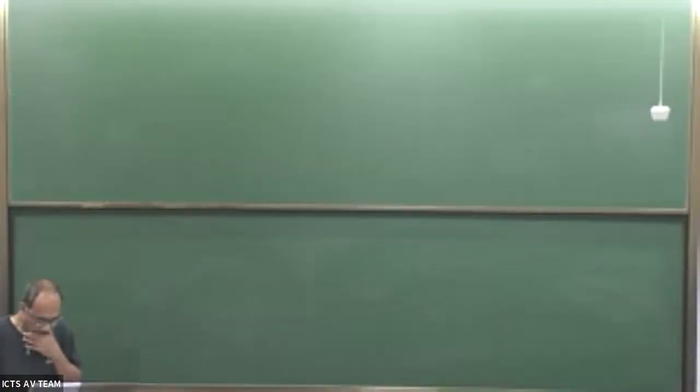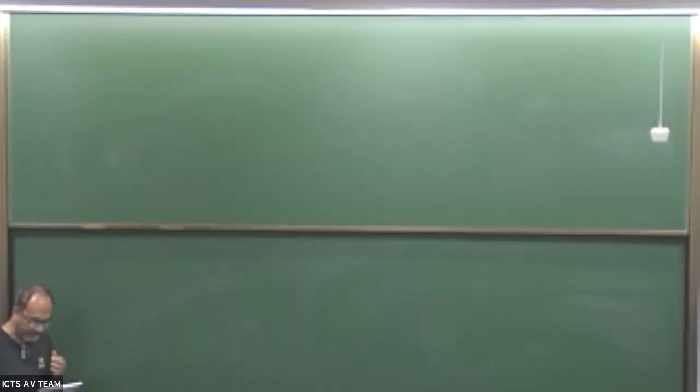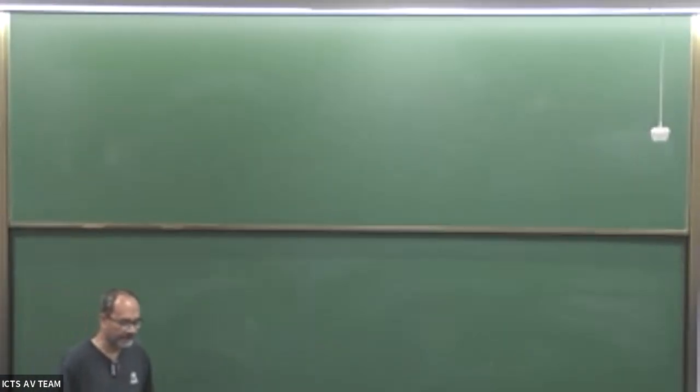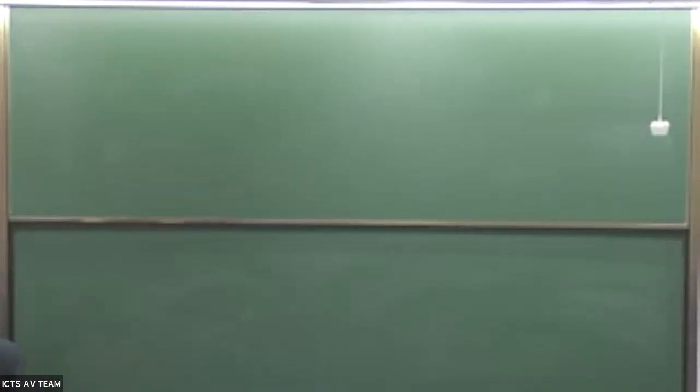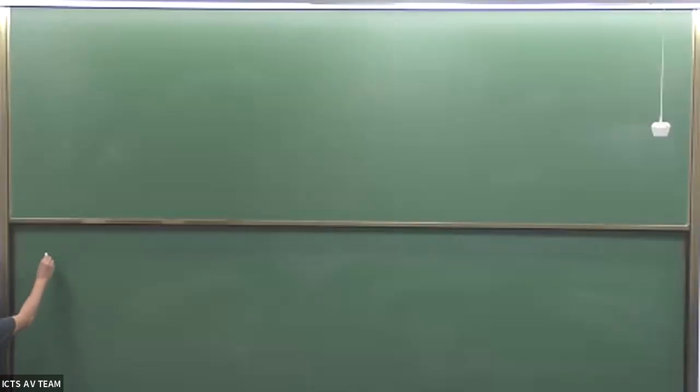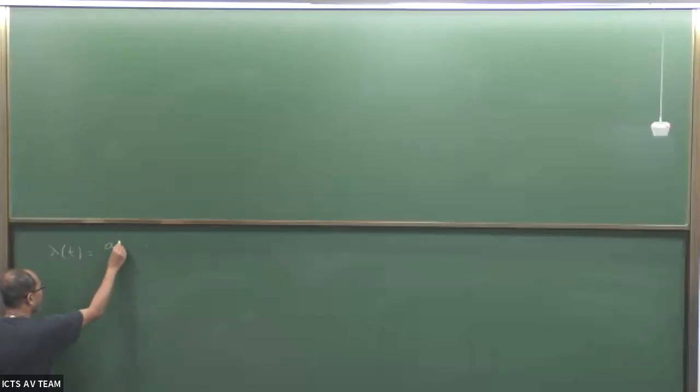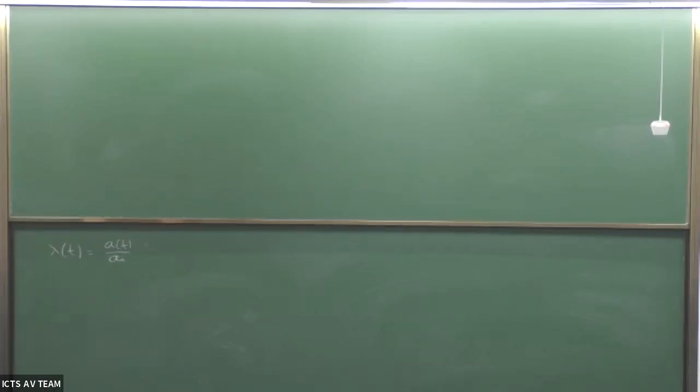Okay. So today we will basically analyze the equation that we derived last time, and we'll try to write all the equations in terms of the variable which is more natural, that's lambda of t, as a of t over a0, where a0 is a of t0, that's today.